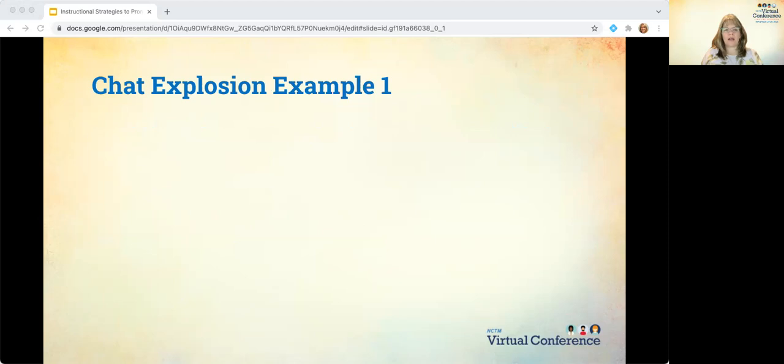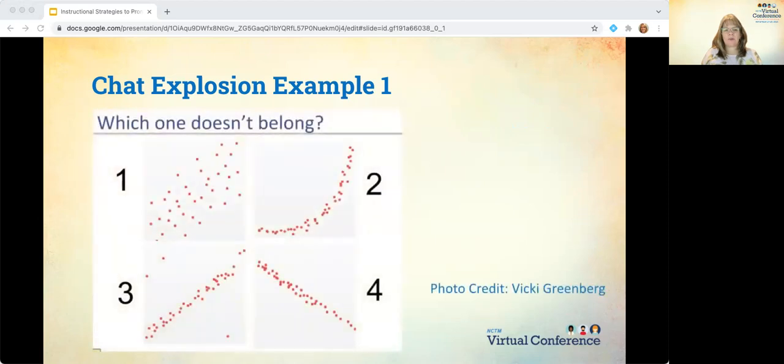So here's an example of a chat explosion prompt that you could give. You can even give this prompt as a stand and talk. This is a photo that was given to me by Vicki Greenberg, who is an AP statistics teacher. So which of these scatter plots, 1, 2, 3, or 4, doesn't belong?